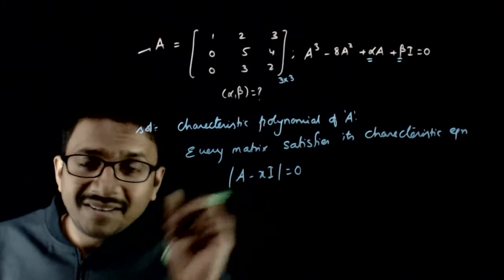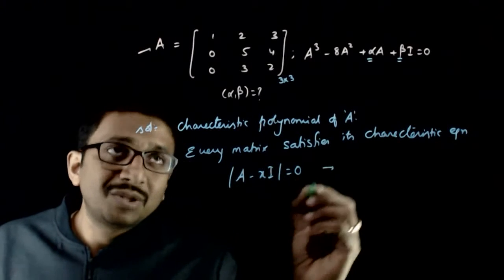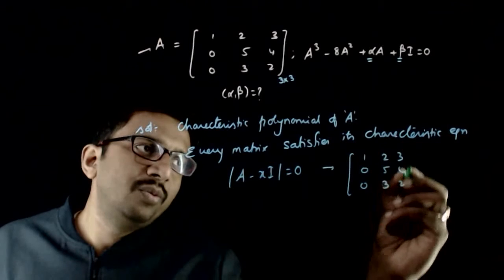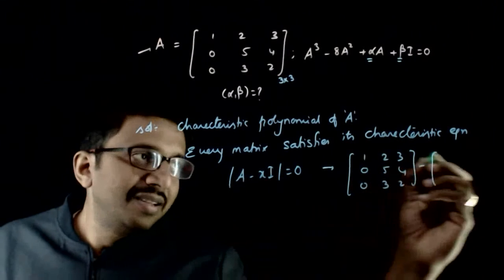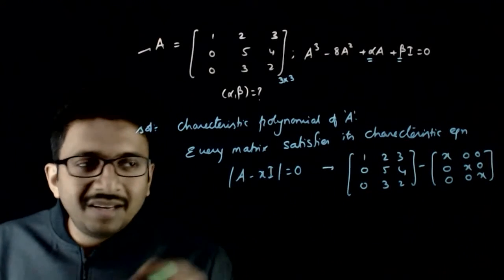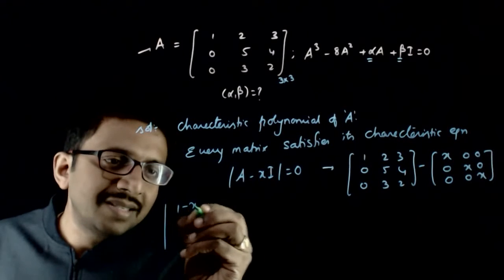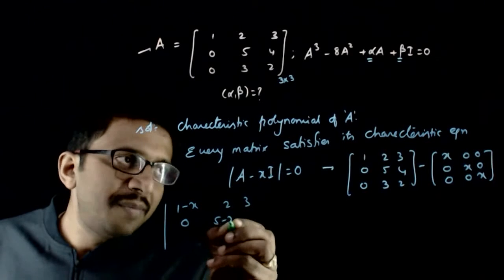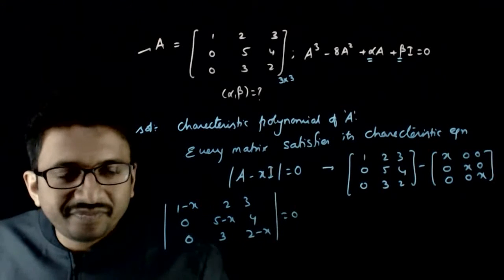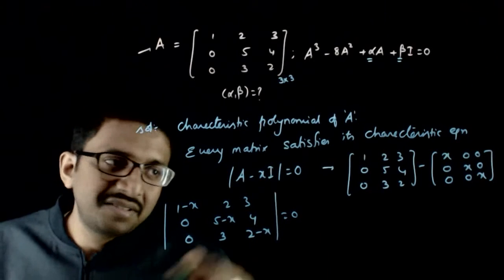So let us try to find this equation. You just need to subtract x times I from A. So A is 1, 2, 3, 0, 5, 4, 0, 3, 2 minus, what is xI? x 0 0, 0 x 0, 0 0 x. So det of A minus xI is equal to 0. That is nothing but det of 1 minus x, 2, 3, 0, 5 minus x, 4, 0, 3, 2 minus x is equal to 0. So this is the polynomial which the matrix A satisfies.